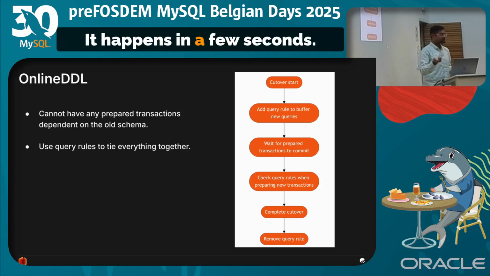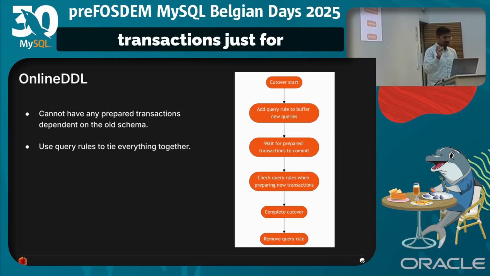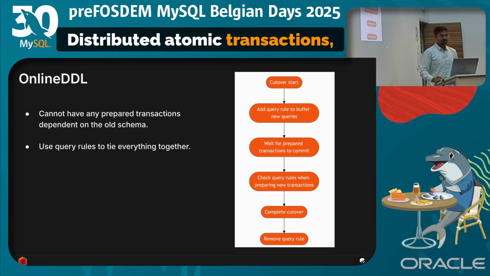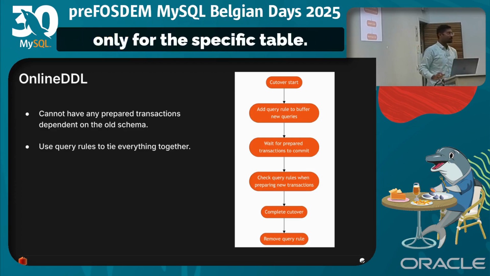It happens in a few seconds. So for that duration, we are able to stop the atomic distributed transactions just for that small period. When you say stop all the atomic transactions, distributed atomic transactions, you mean those that correspond with that specific table? Yes, that's a good point. I forgot to mention that, but yes, only for the specific table.